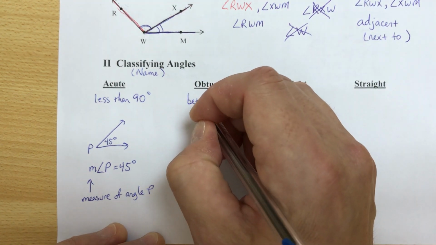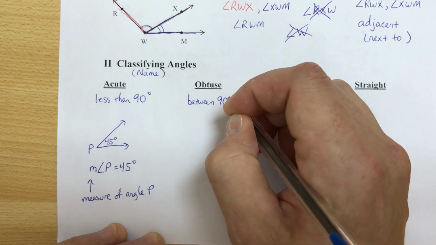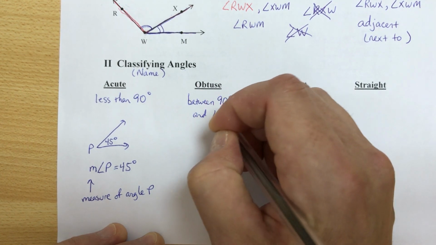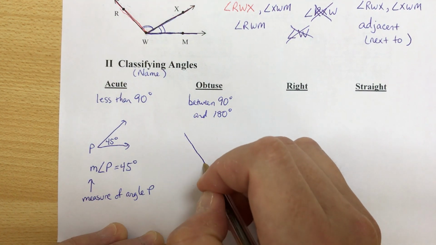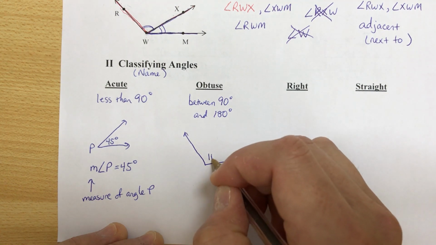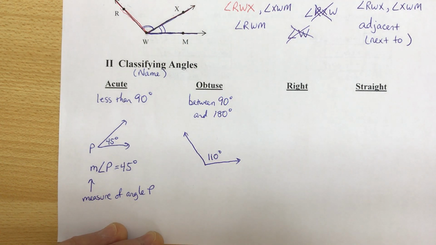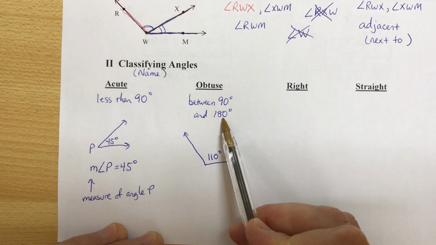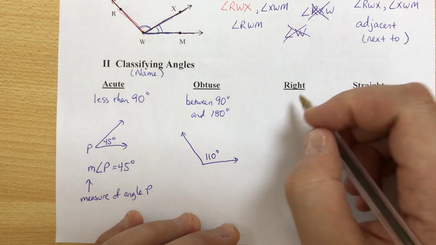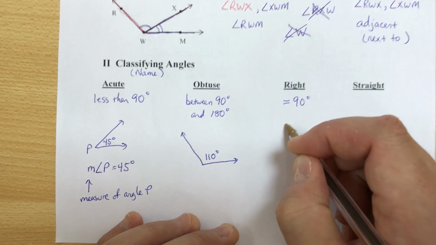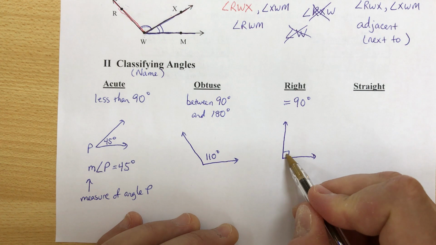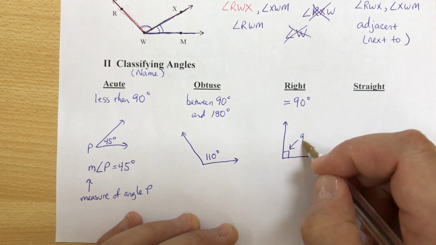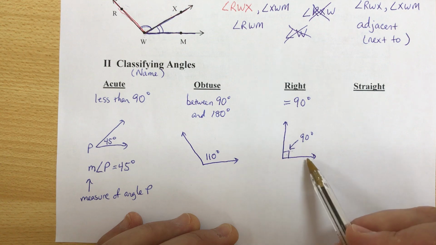Obtuse is between 90 degrees and 180. Most of the time we think of that as greater than 90. Obtuse would be something like this. Let's say that's 110 degrees right there. That's an obtuse angle. The reason we have to say it's less than 180 is that 180 is a special case. 180 would not be obtuse. A right angle means equal to 90. We don't usually write the number 90. What we do is we put a box. If you see that box, that means this is a 90-degree angle, which means this is a right angle.